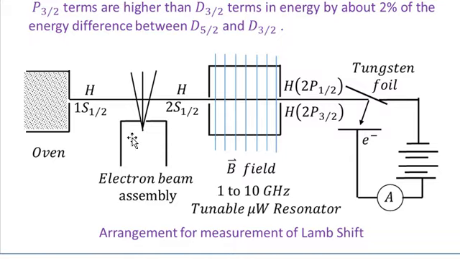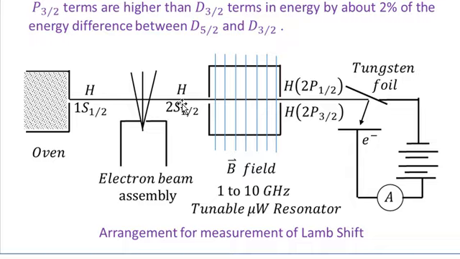So these 1S1/2 electrons are bombarded with electron beams. When these hydrogen atoms in the ground state are bombarded with the electron beams, then some of them, a very small percentage, will be excited to the 2S level of the hydrogen atom, which has the spectroscopic term 2S1/2. So this is the excited hydrogen atom in the 2S state. But you know that this 2S state is the metastable state.